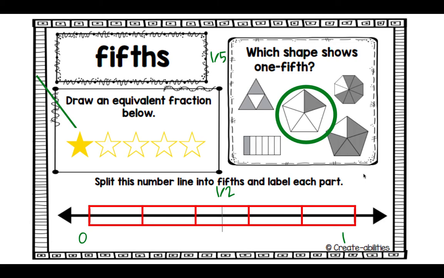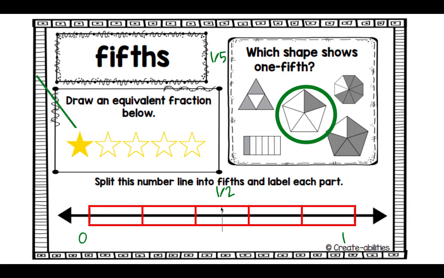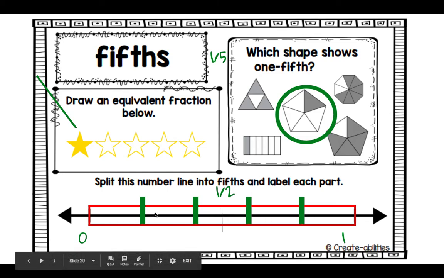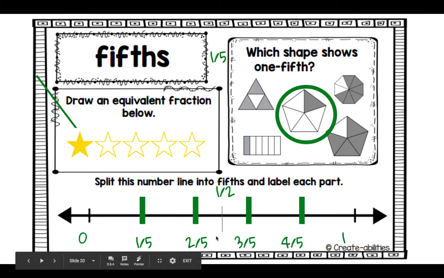And then we're splitting our number line into 5 even parts. This time you're going to see that 1/2 is right down the middle of one of my rectangles. You drew in your lines. You should have 4 lines between 0 and 1 with 5 parts in between there, as close as you could get to even parts. And we have 1/5, 2/5, 3/5, and 4/5.